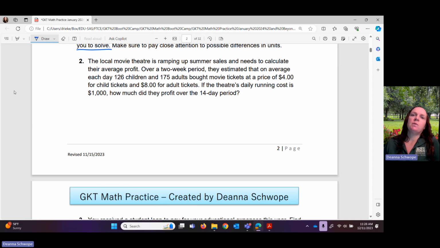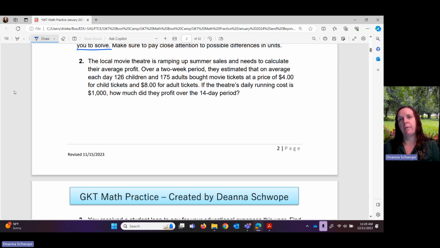The local movie theater is ramping up summer sales and needs to calculate their average profit. Over a 2-week period, they estimated that on average each day, 126 children and 175 adults bought movie tickets at a price of $4 for child tickets and $8 for adult tickets. If the theater's daily running cost is $1,000, how much did they profit over the 14-day period?